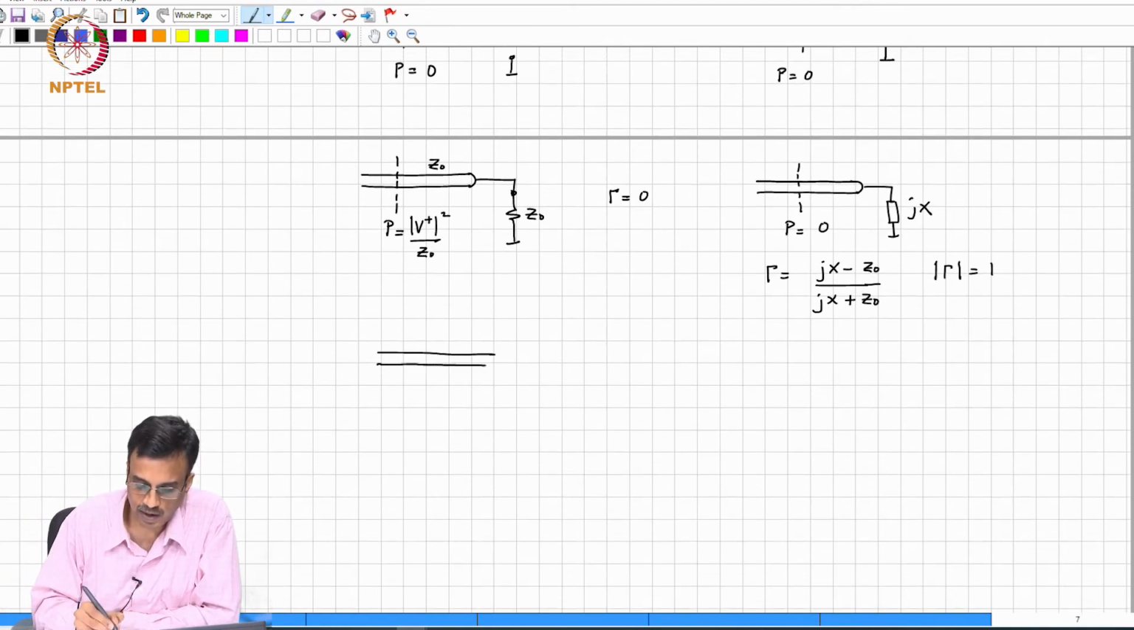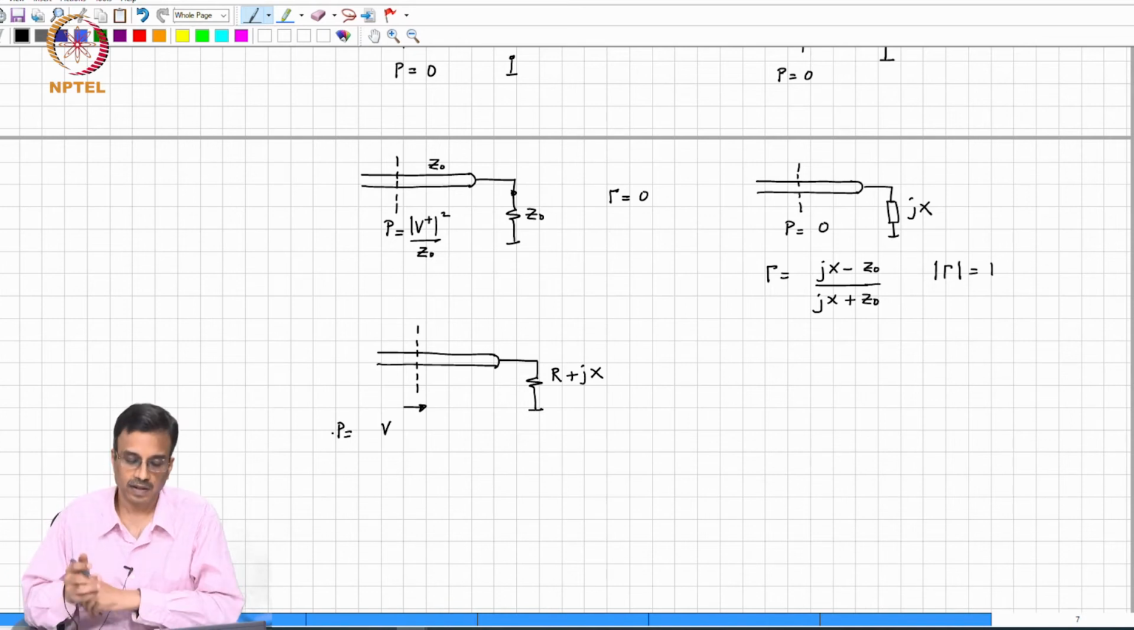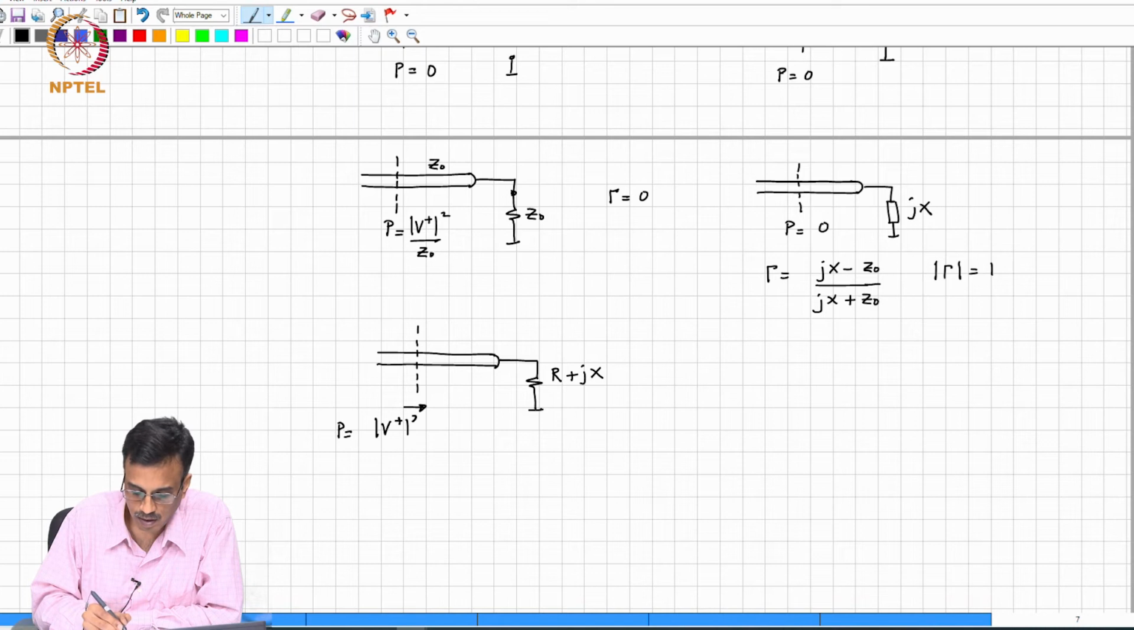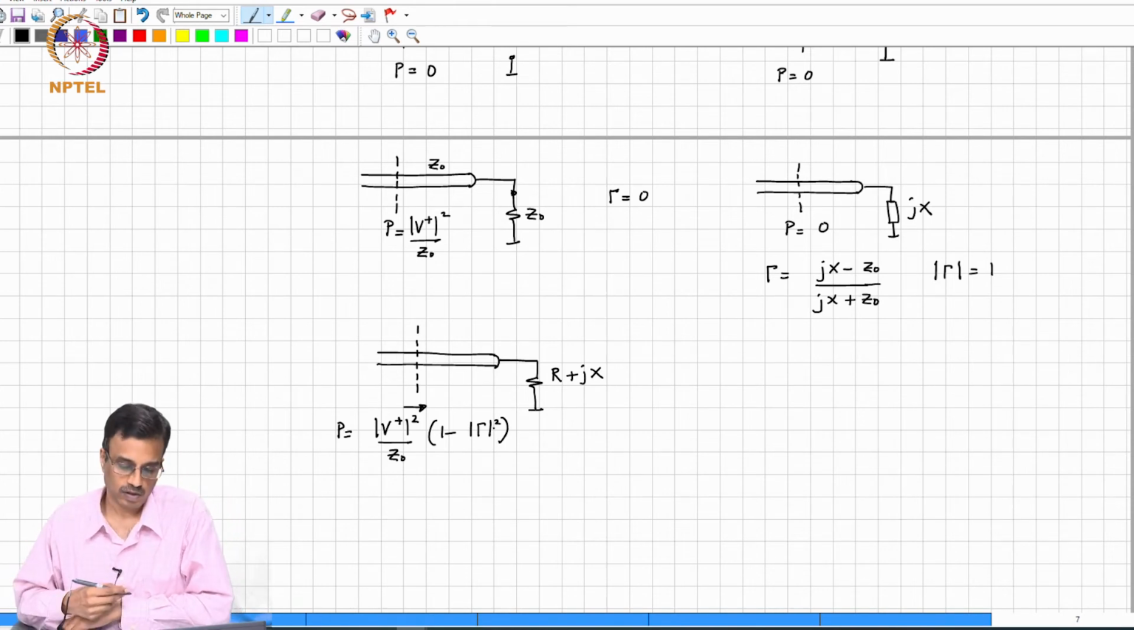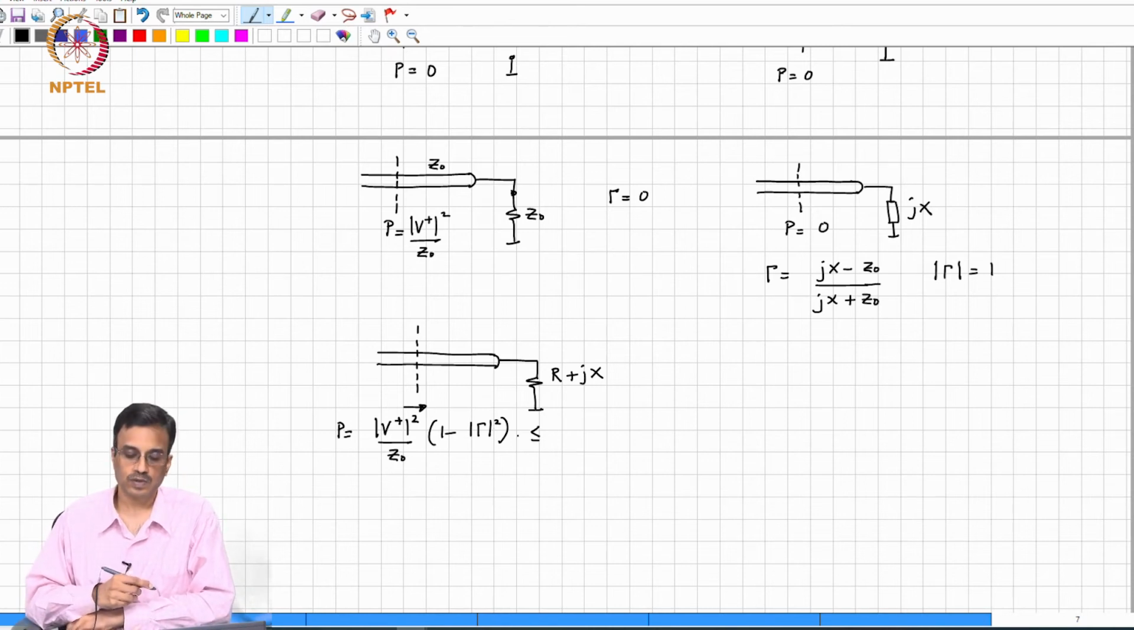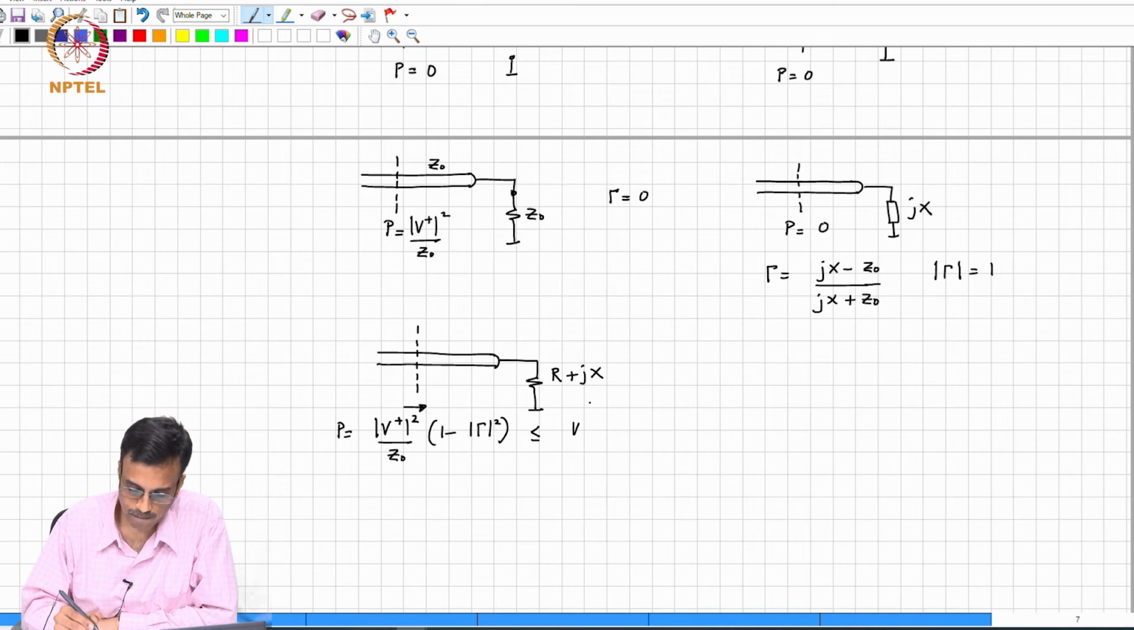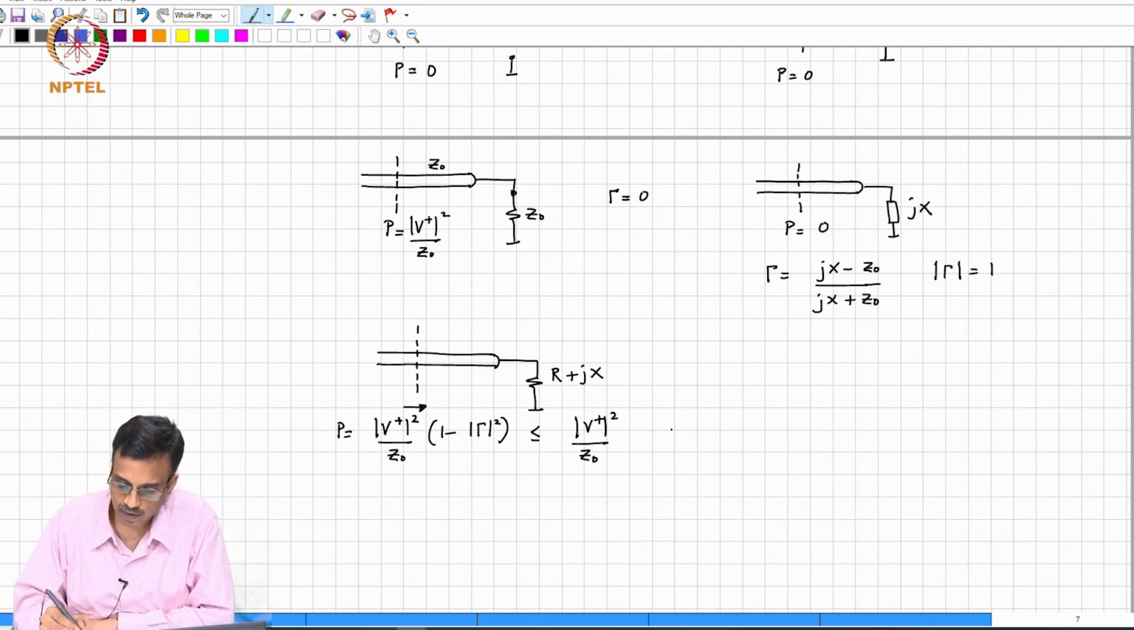So now the last case. Let's say you have a passive impedance. So you have some R plus jX. The power being dissipated is V plus square by Z naught times 1 minus mod gamma whole square. Of course, there will now be some power being dissipated in the resistance. This must be less than the incident power, right? Which therefore means that mod gamma must be less than 1.